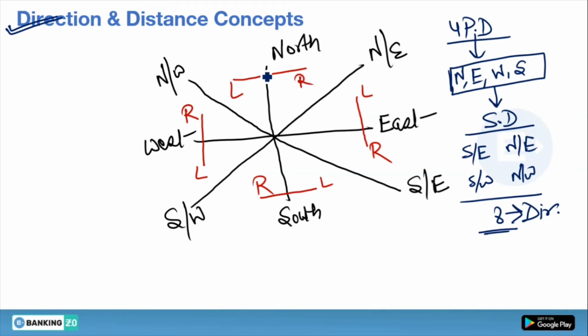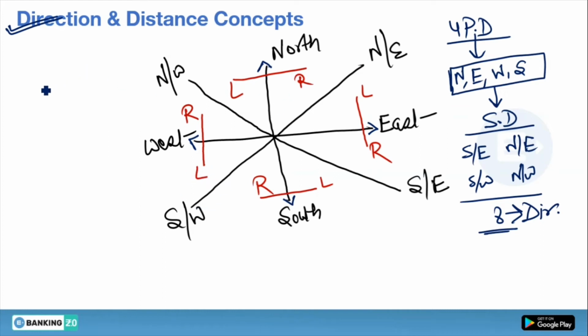In every direction, the left and right will be determined according to the person's face. If the person is facing north, his left side will be on the west side and his right side will be on the east side. If the person is facing east, his left side will be north and the right side will be south. If the person is facing south, then left and right become opposite to north: his right side will be west and left side will be east. Similarly, if the person is facing west, his left and right will be opposite to east: his right will be north and his left will be south.